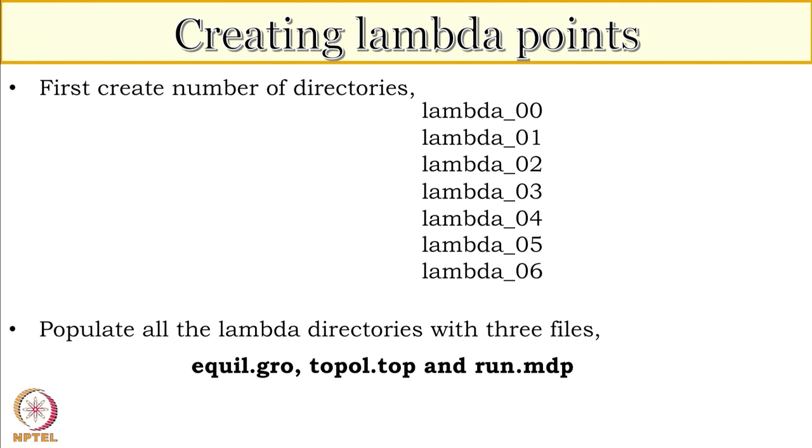Could we have 0.01, 0.02, 0.03? Yeah, that depends on the user, how many steps he or she wants to take between these two. So you are not showing all the 100 directories, you have shown only 6 or 7 of them. Yeah. And now we have to populate all these lambda directories. What we need is the GRO file from the equilibration, the topology file, and the run.mdp file. Now this MDP file is different from the equal.mdp or em.mdp file.